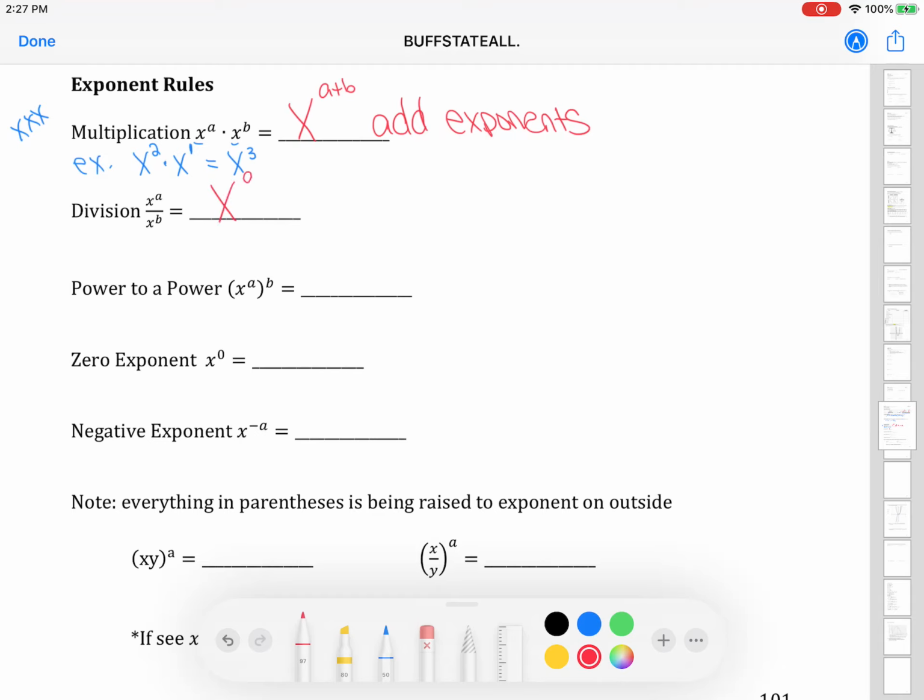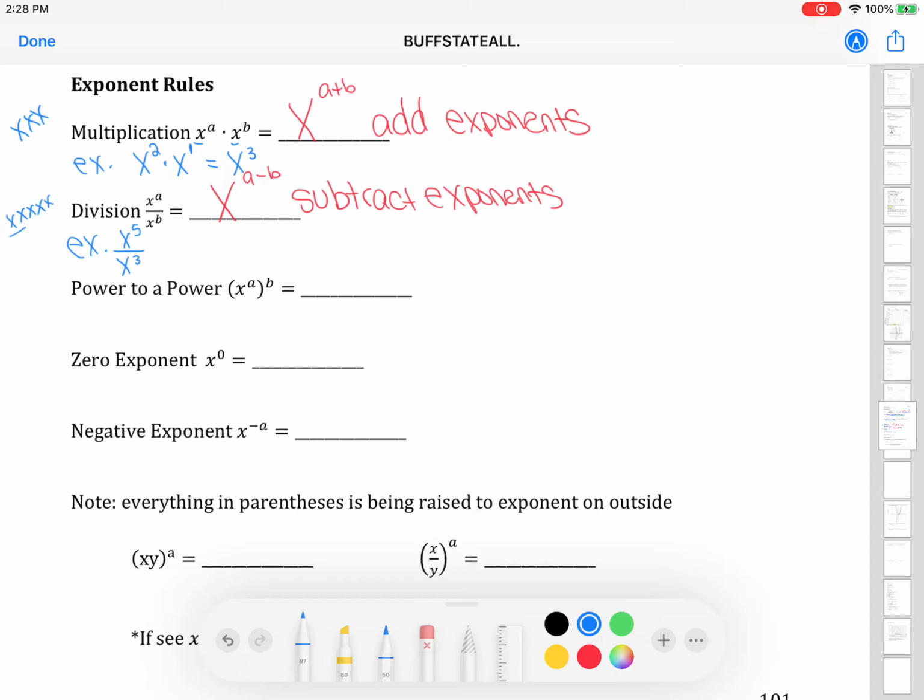So for division, you are going to subtract them. Your rule is going to be x to the a minus b. Okay, subtract exponents. So an example of that, I'll give you x to the 5th divided by x to the 3rd.